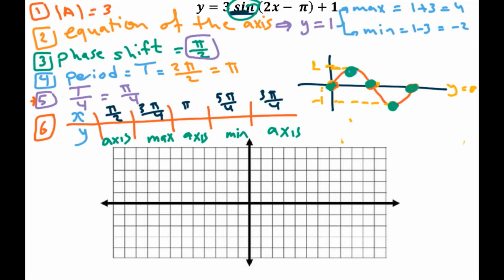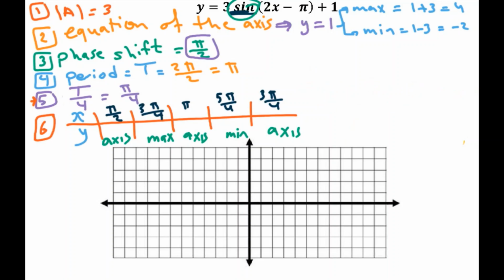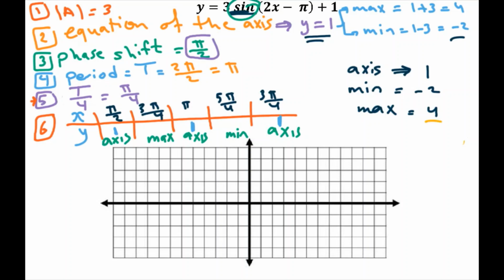So now let's look at my axis and minimum and maximum points that I found earlier. Here the axis is at y equals 1. Minimum is which point? -2. Maximum is 4. So I know by default that these points are going to be axis is 1, again here 1, and here 1. And then we do have maximum, which is 4, and minimum, which is -2. Now let's draw this.